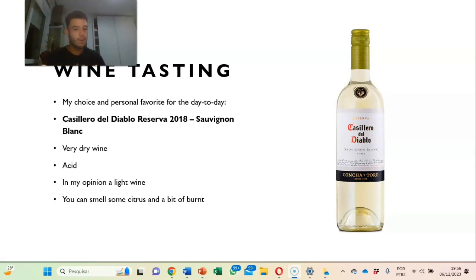So it's a very dry wine. You can feel it in your tongue. You kind of want to have some water with it to make your experience a little bit better. It's acid. You can see its pH is very low. You can feel it in your tongue as well, the acidity. In my opinion, it's a very light wine. It's not classified. It's kind of in the middle if you look and if you search over it. But in my perspective, it's a very light wine. I love it. That's why I have it on my day-to-day basis.